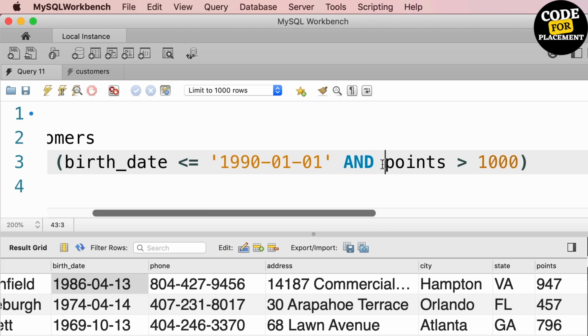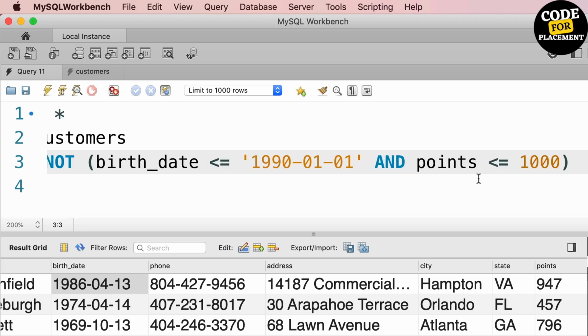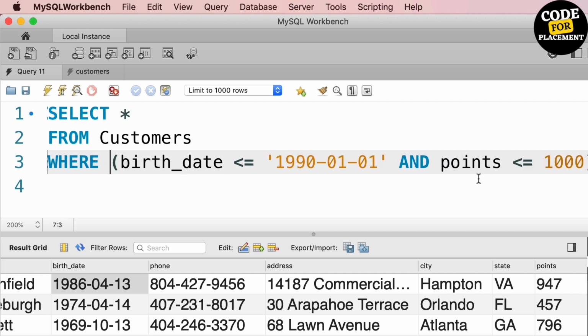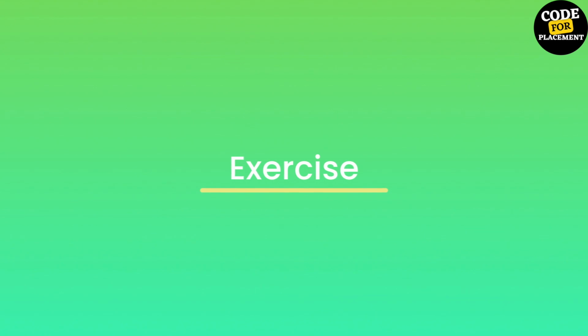Now here I am putting an AND condition, meaning both conditions, where the date of birth is less than 1st January 1990 and points is less than or equal to 1000, and both are satisfied when I use the AND condition. Hope this logical operator is a bit clear. This is very frequently asked and very frequently used as well. Hope you will be clear.